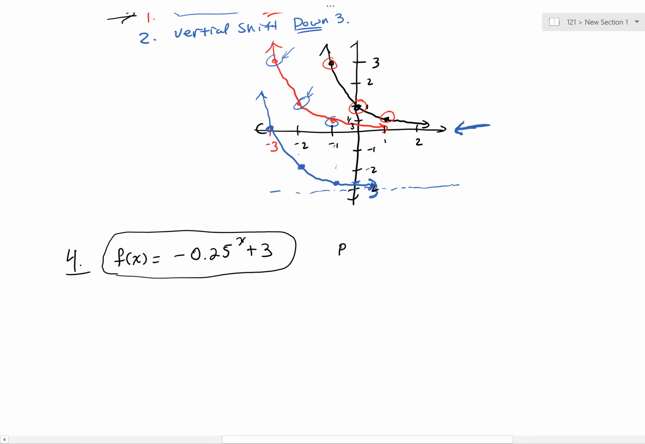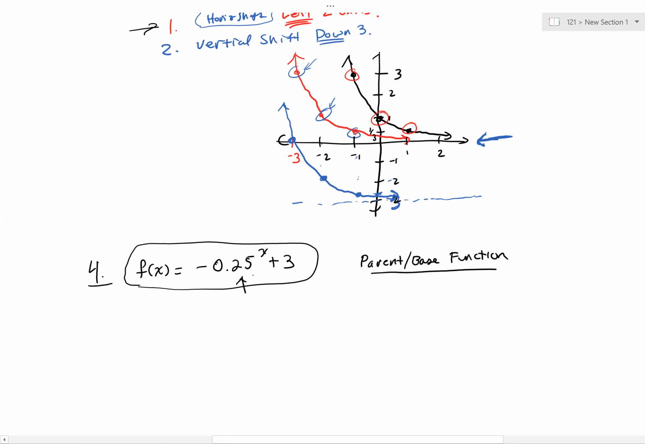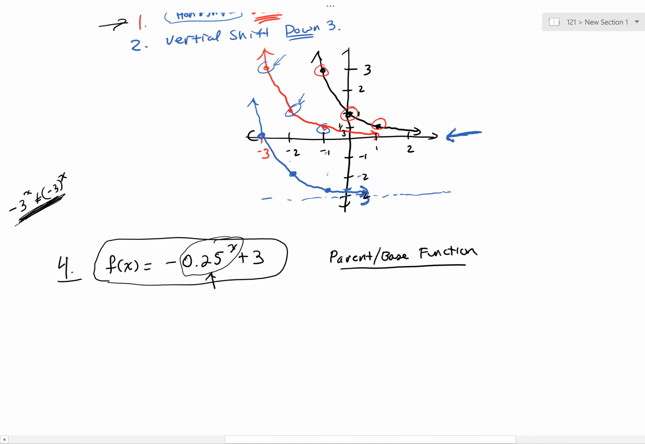So let's look at the parent function first. We've already graphed that. Just looking at the base, be careful that minus sign is not part of the base. Negative 3 to the x is not the same as negative 3 to the x, with the exponent applied to a negative base. I mentioned that before, but it's very important that you understand that. So that minus sign is not part of the base at all. This exponentiation takes precedence before that minus sign is even considered.